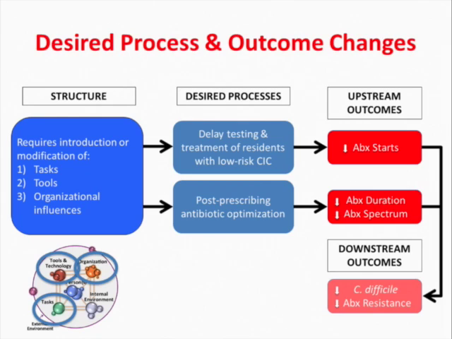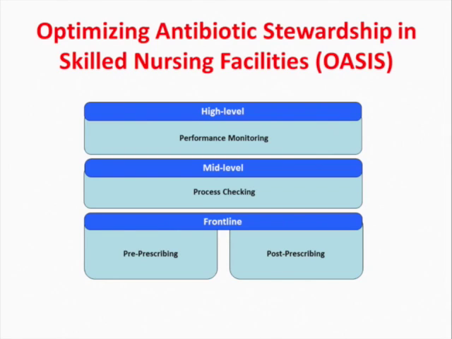The purpose of the OASIS intervention is to modify the structure and processes related to antibiotic prescribing in skilled nursing facilities, which means we're going to modify the tasks, tools, and organizational influences at the structure level in order to introduce process changes related to delaying testing and treatment of residents with low-risk changes in condition, and introducing opportunities for post-prescribing antibiotic review and optimization in order to reduce the number of antibiotic starts when appropriate, shorten the antibiotic duration when appropriate, and narrow the spectrum of antibiotics prescribed when appropriate so that we can reduce incidences of C. difficile and antibiotic resistance.